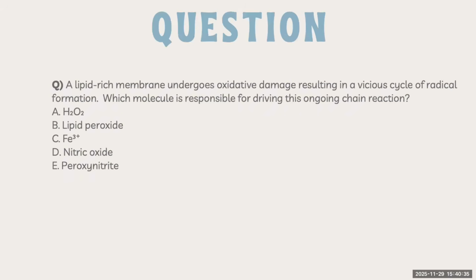Okay. So, question. A lipid-rich membrane undergoes oxidative damage, resulting in a vicious cycle of radical formation. Which molecule is responsible for driving this ongoing chain reaction? Hydrogen peroxide, lipid peroxide, ferric iron, nitric oxide, peroxynitrite.